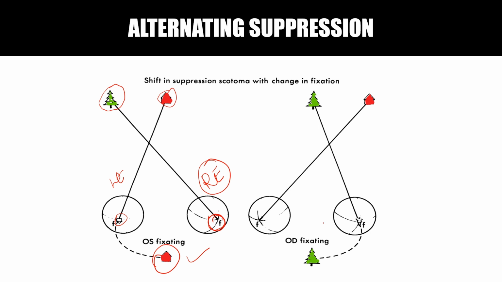Whereas when the right eye now starts fixating, it is fixating on the tree, and therefore you see only the tree, because the hut which is formed on the left eye is going to be suppressed because of foveal suppression. Okay, so this is known as alternating suppression. This is usually seen in alternating deviations like alternating exotropia, right?